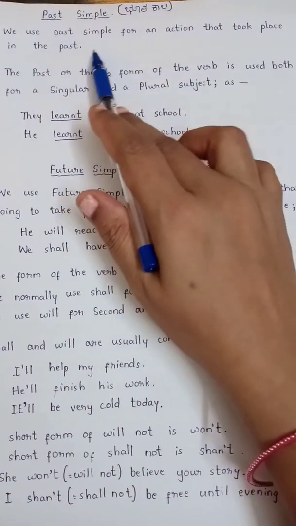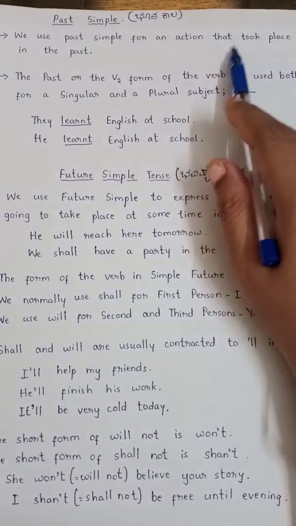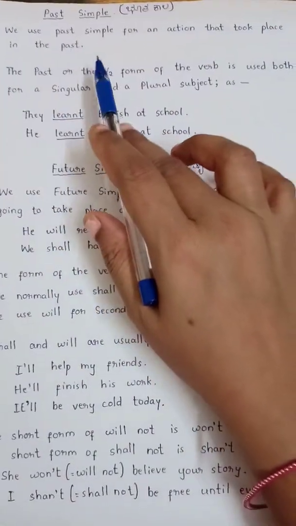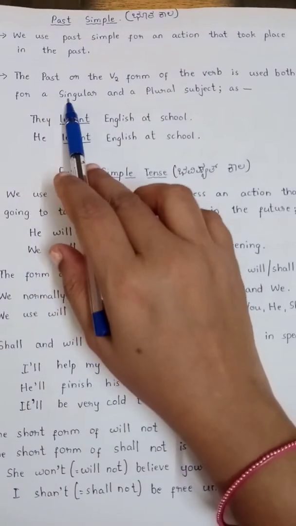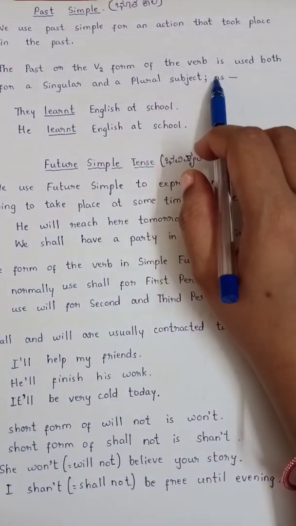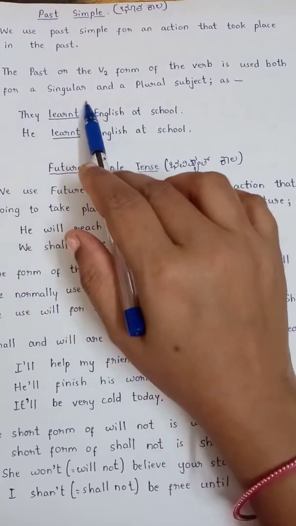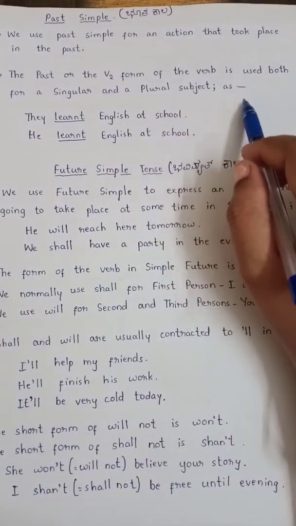See, we use a past simple for an action that took place in the past. Okay, children. The past or the V2 form of the verb is used both for singular and a plural subject.